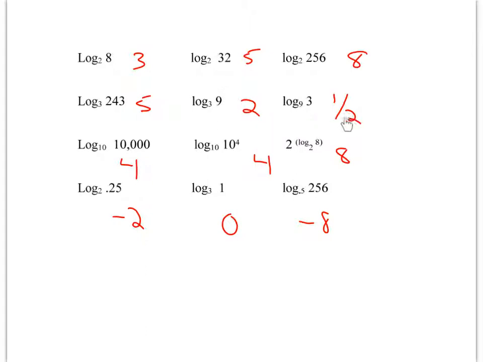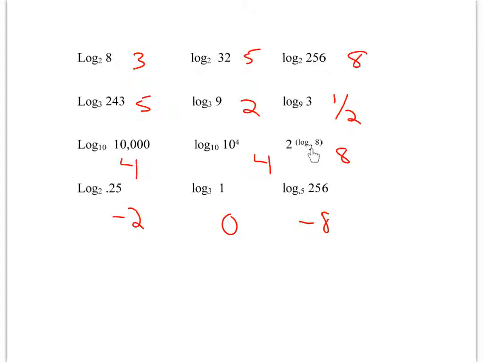The sixth one is 1/2. Again, we're practicing our exponents here as well. The square root of 9, 9 to the 1/2 is 3. The next one, the seventh one, is 4 because 10 to the fourth power is 10,000. Here we can even use our inverse property. Log base b of b to the x is x, so log base 10 of 10 to the fourth is 4.